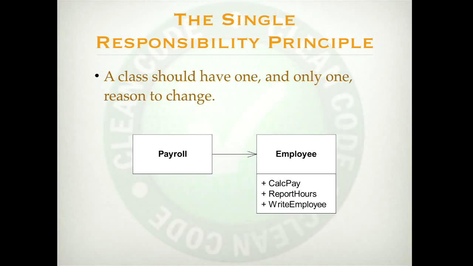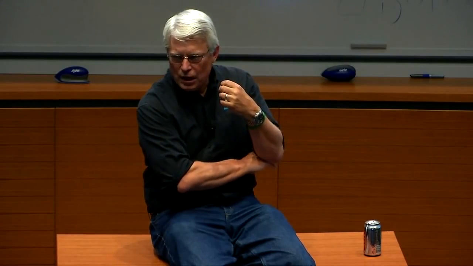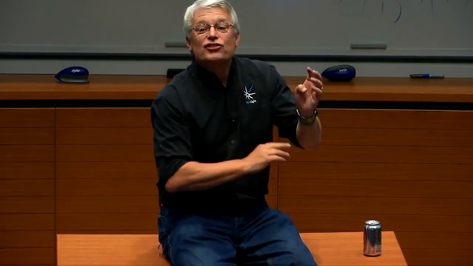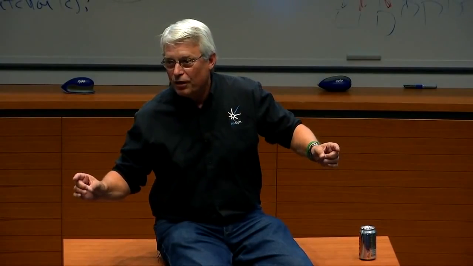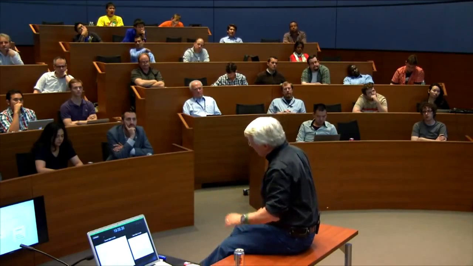Look at that class up there, that employee class. It has a number of methods on it. Calc pay, report hours, write employee. Calc pay calculates the pay of an employee. It's a payroll application. Report hours generates some horrible report that the auditors will read from time to time about the employees. And write employee is a database function that saves the employee to a database. How many reasons does this class have to change? How many changes could be requested? How many sources of change are there? Now let's think about that.